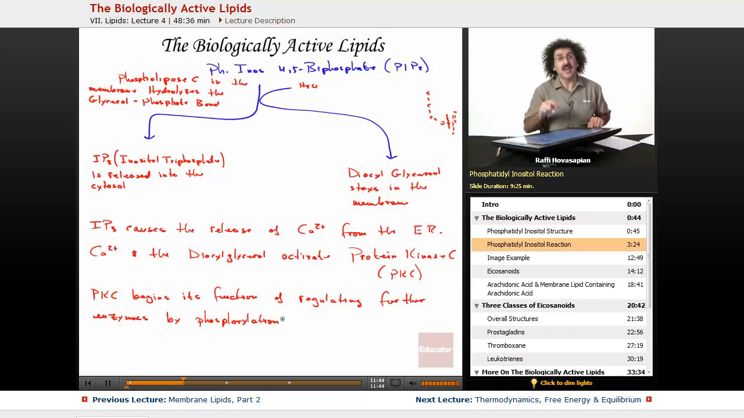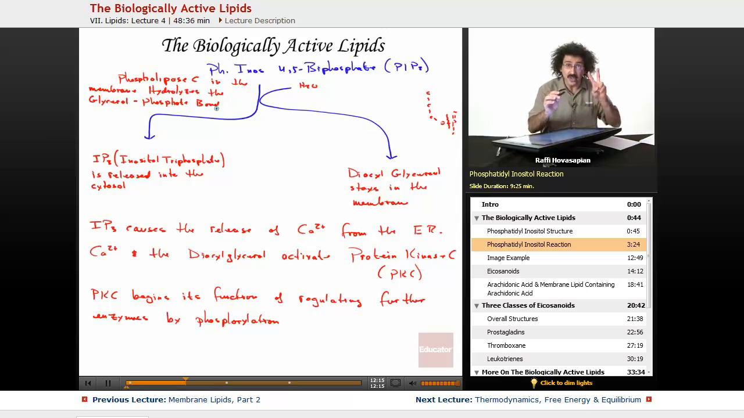So let's just recap, and then we'll go ahead and take a picture of it. So you have this phosphatidyl inositol, an extracellular stimulus, ends up causing it to be phosphorylated. And so what you end up with is phosphatidyl inositol 4,5-biphosphate, the PIP2. Phospholipase C in the membrane hydrolyzes the glycerol phosphate bond.